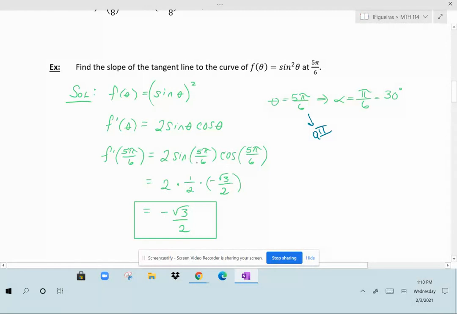So the sine of 5 pi over 6 is just 1 over 2. That's a 30-degree angle. And sine is positive in quadrant 2. But the cosine of a 30-degree angle is root 3 over 2, but in quadrant 2, cosine is negative. So we get negative root 3 over 2. And when we combine everything, multiply all these numbers together, we get a final answer of negative root 3 over 2.